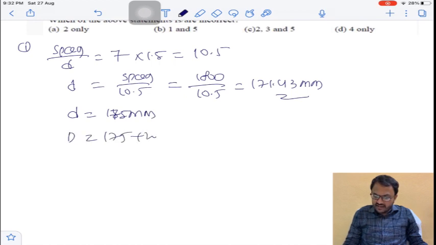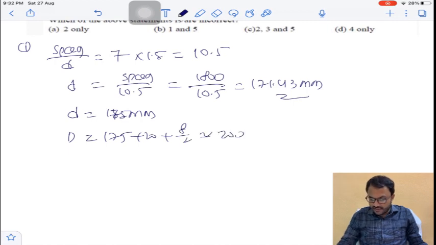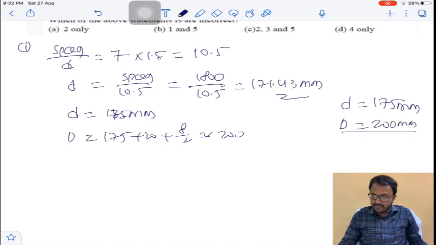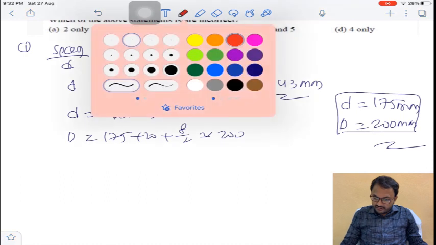plus 20 plus 8 by 2, approximately 200 mm. So from here d is equal to effective depth 175 mm and overall depth capital D is equal to 200 mm. Clear? So statement 1, he has given the overall depth provided is 200 mm. So statement 1 is correct. So here I am writing 1 correct.